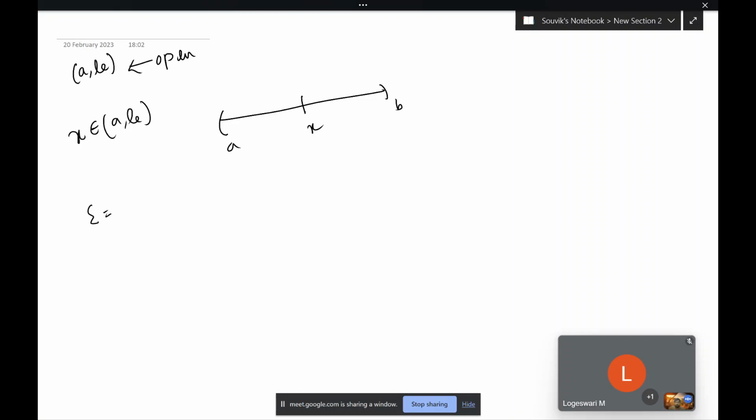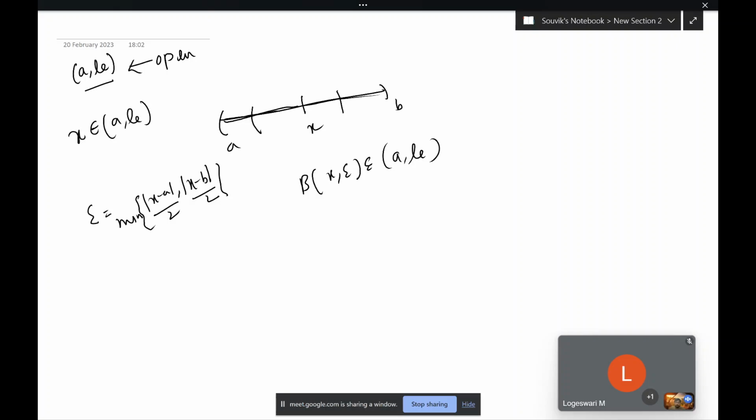So choose epsilon to be the minimum of |x - a| and |x - b|, divided by 2. Then observe that B(x, epsilon) is a subset of the open interval (a, b). How? Because look at what epsilon is: it is the minimum of half the distance between x and a, and half the distance between x and b. So (x - epsilon, x + epsilon) is a subset of (a, b). That's how it is true. So an open interval is an open set.